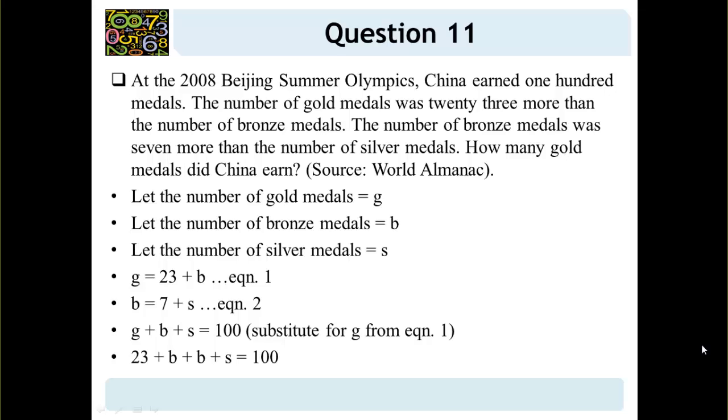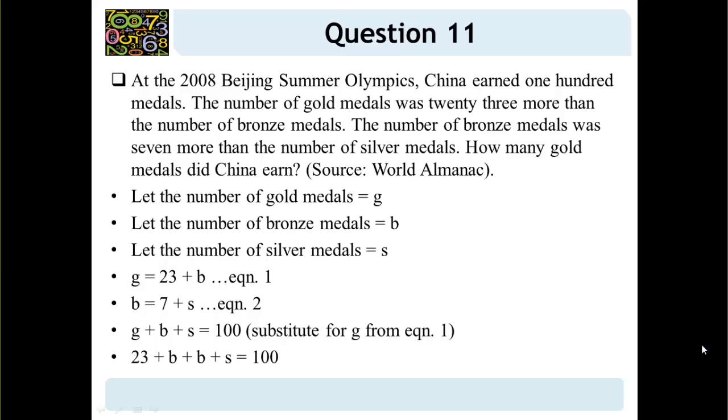So, in this case, we have 3 medals: the gold medal, the bronze medal, and the silver medal. Let's assign variables to the 3 of them. Let the number of gold medals be G, the number of bronze medals be B, and the number of silver medals be S. Going back to the word problem, the number of gold medals is 23 more than the number of bronze medals. So G is 23 plus B.